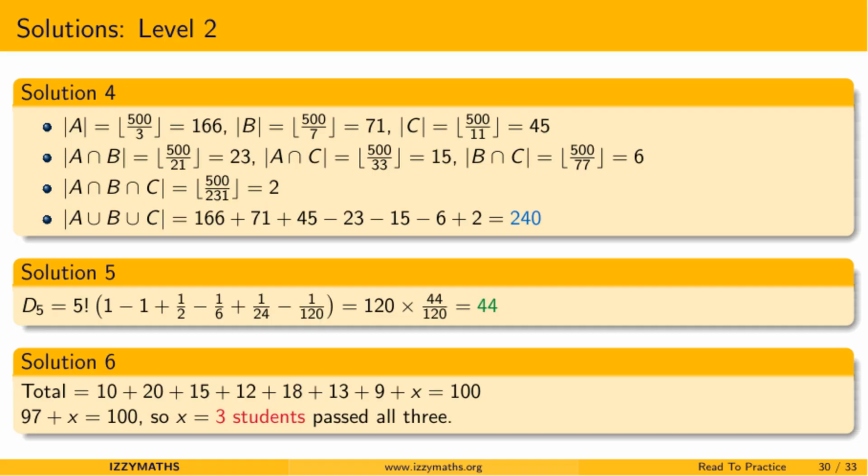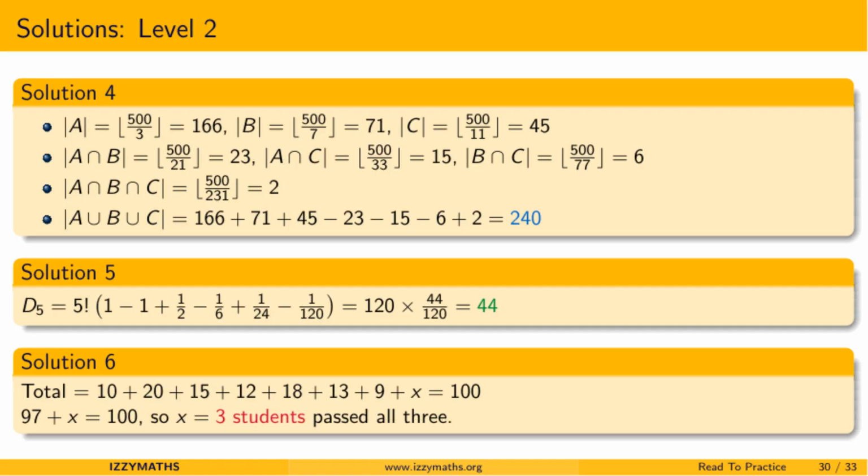Therefore, the absolute value of A union B union C equals 166 plus 71 plus 45 minus 23 minus 15 minus 6 plus 2 equals 240. Solution 5. D5 equals 5 factorial times (1 minus 1 plus 1 half minus 1 sixth plus 1 over 24 minus 1 over 120) equals 120 times 44 over 120 equals 44.